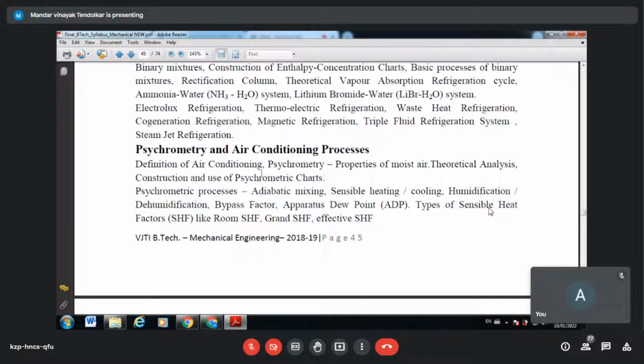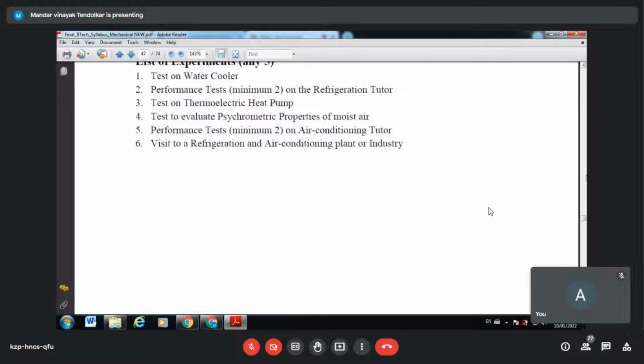So how the psychrometric charts are prepared, and then these different processes: mixing, heating, cooling, humidification, dehumidification, all such processes, and their corresponding specific terminologies, ADP and bypass factor, SHF. All these things will be discussed in that particular chapter.